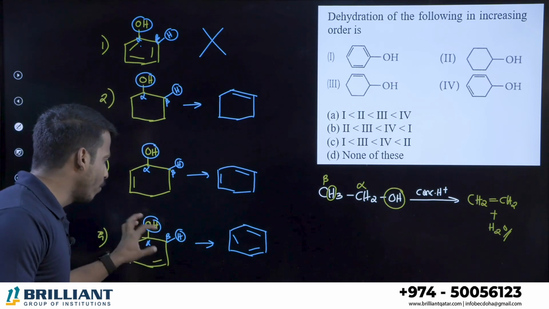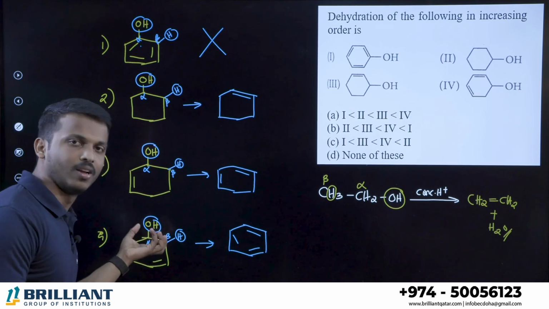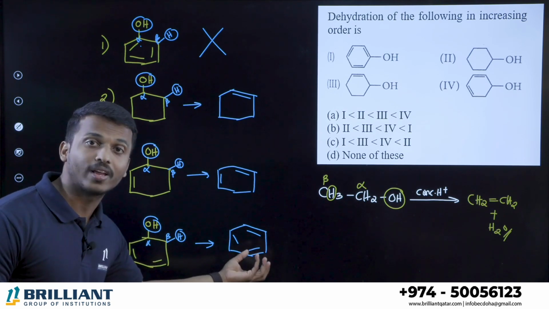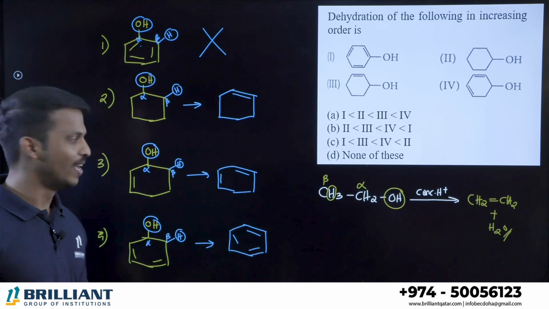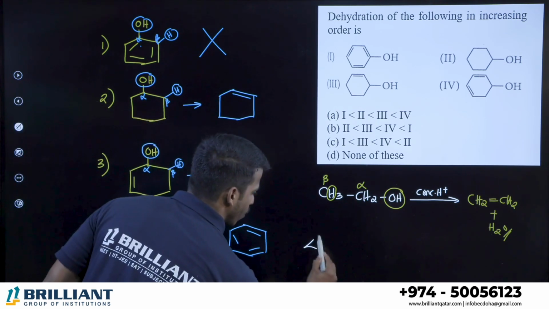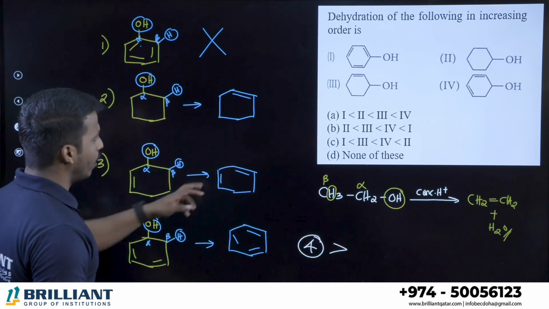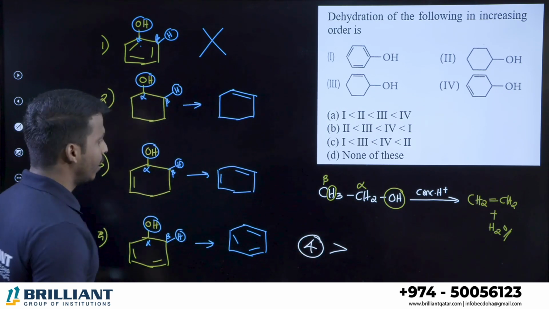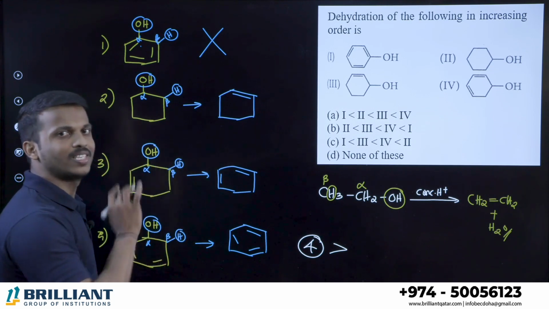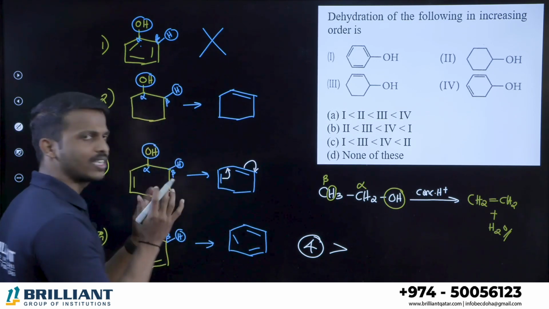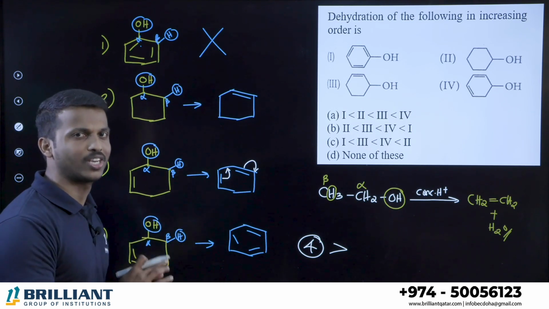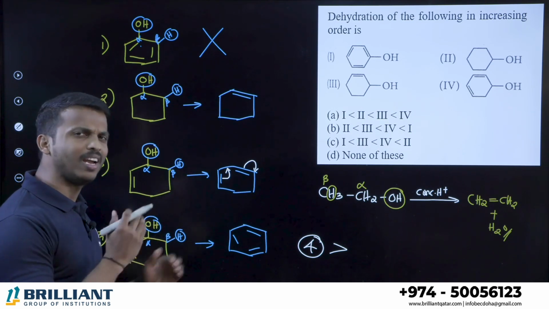Because when the fourth compound undergoes dehydration, what product are you getting? Benzene. You know benzene is stable, right? Due to resonance. So the fourth one will undergo the reaction fastest. What about the second one and the first one? In the second one, at least resonance is possible, right? If this double bond comes here, this double bond can be shifted. At least a small conjugation is possible. So it can be a little stable.